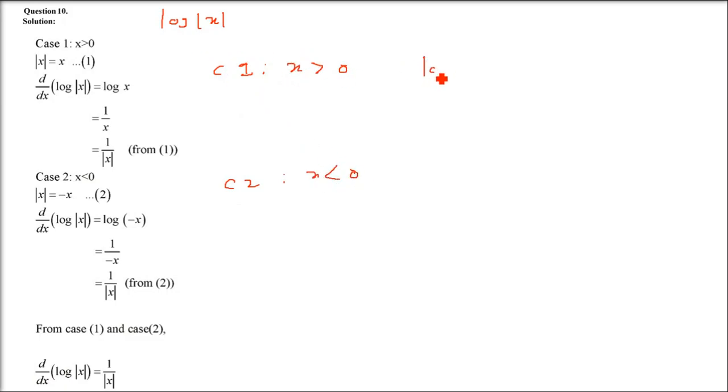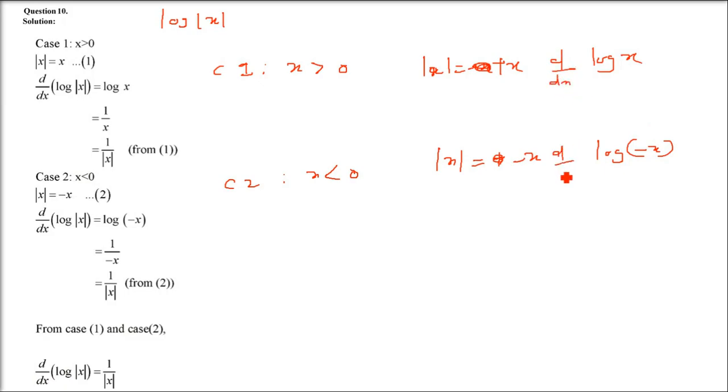When x is greater than 0, that means we are talking about log x. Mod x will be x, and here mod x will be minus x, where x is less than 0. So when we have x greater than 0, it will be log x. When x is less than 0, it will be log minus x. Okay, now let us take the differentiation.